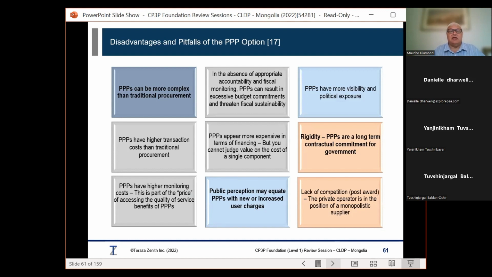Now, PPPs do appear more operational in terms of servicing. PPPs are far more expensive in terms of servicing the finance, but you can't judge the value on the cost of a single component. That's what it says here, and that's true, because the cost of finance is likely to be higher than if the government financed the deal, but we should be looking at those greater efficiencies and so on. And theoretically, those efficiencies should add up to more than the cost. So that's why we're doing this.